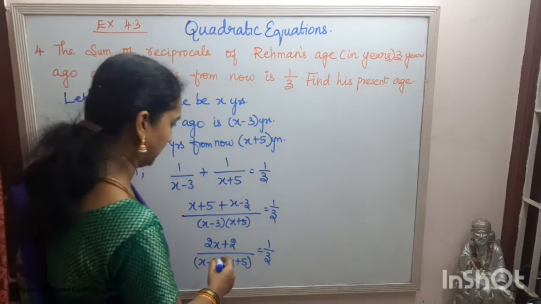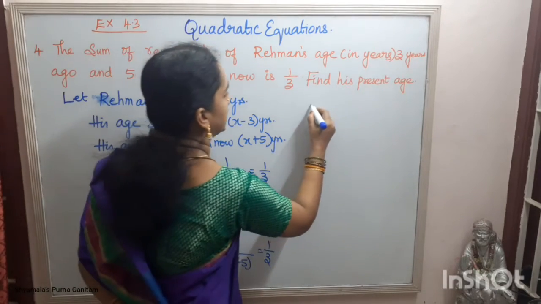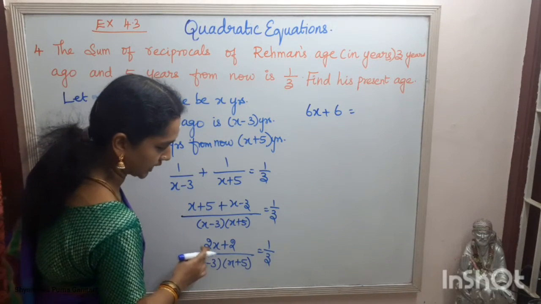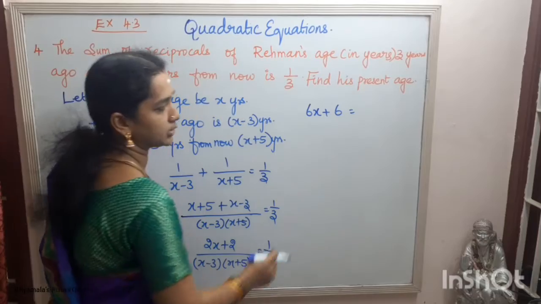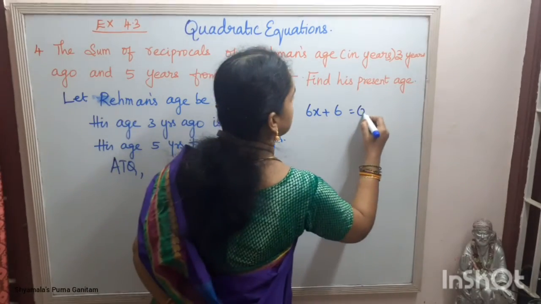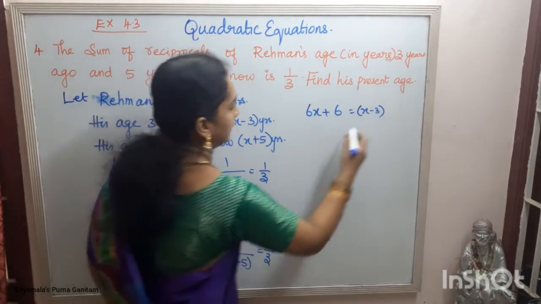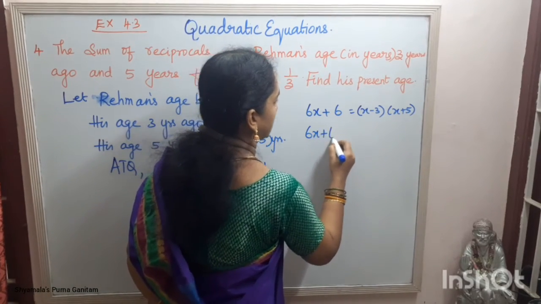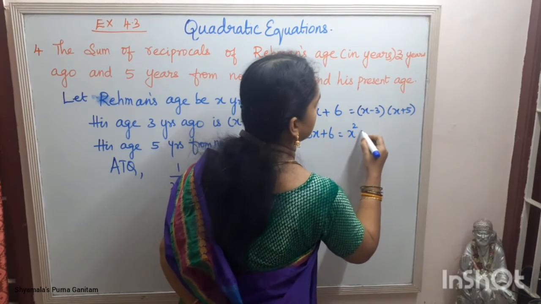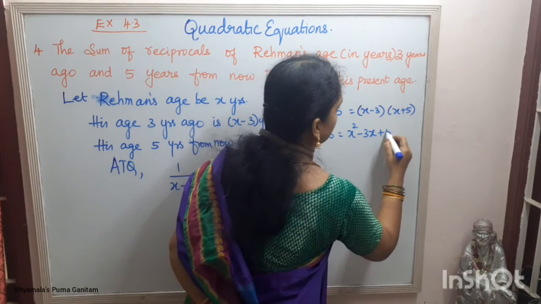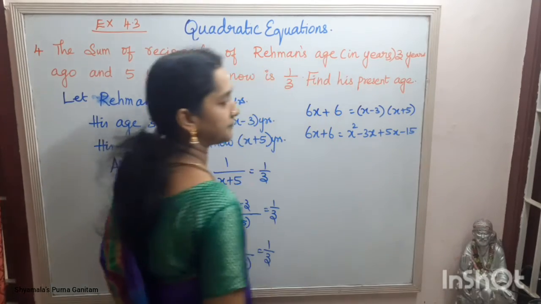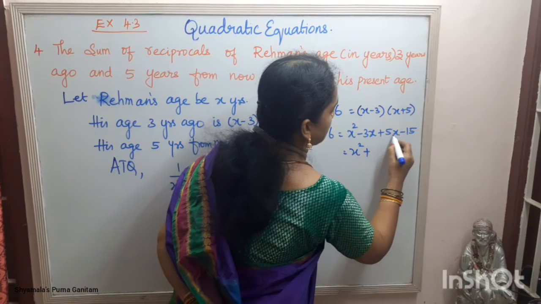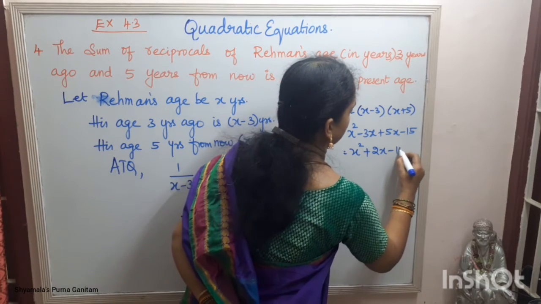Now we will cross multiply. When we cross multiply, 3 2s are 6x plus 6 is equal to, 3 into 2x is 6x, 3 into 2 is 6. So 6x plus 6 is equal to x minus 3 into x plus 5. This one has to be simplified now. So 6x plus 6 is equal to x squared minus 3x plus 5x minus 15. Okay. So x squared, minus 3x plus 5x is plus 2x, minus 15.